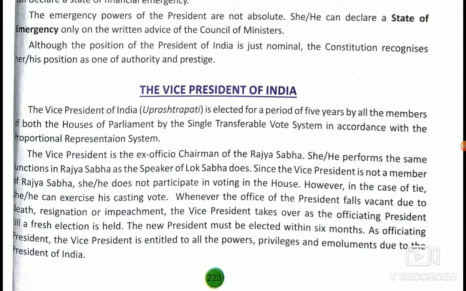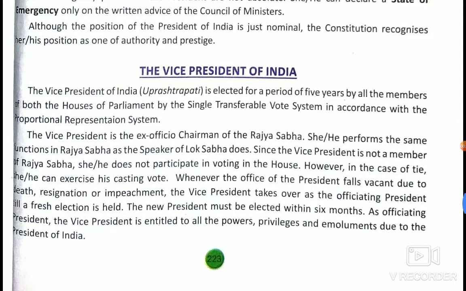Children, one thing I want to tell you is the difference between president and vice president, and what the function of the vice president is. Mainly, he works as the ex officio chairman of Rajya Sabha, and in the absence of the president, he looks after all the works of the president. So after the president, the second highest post is the vice president.